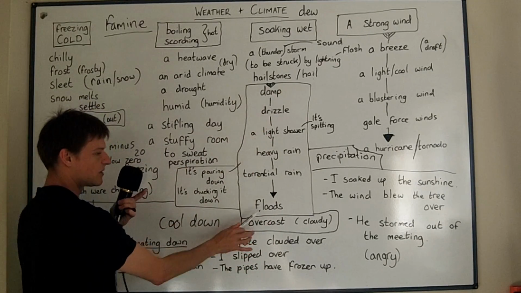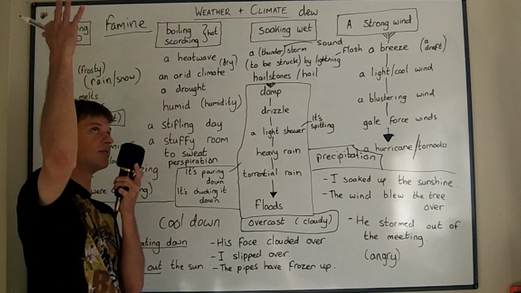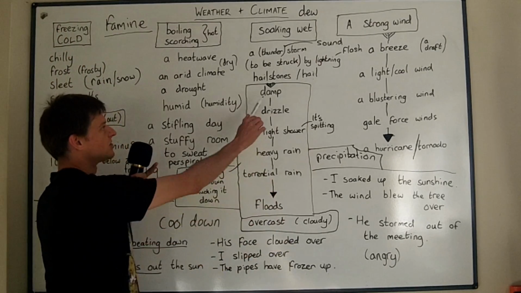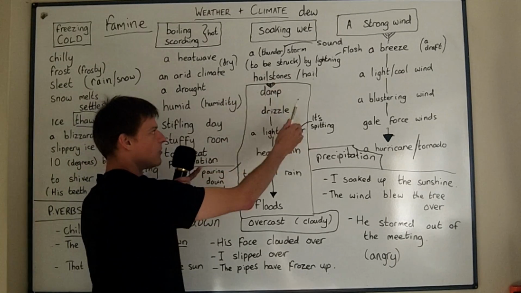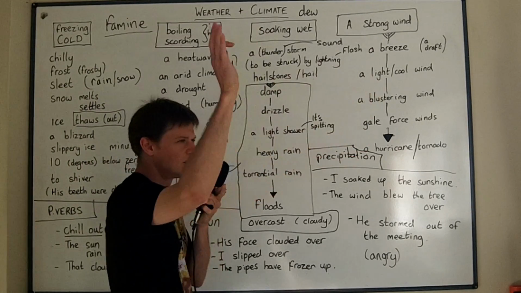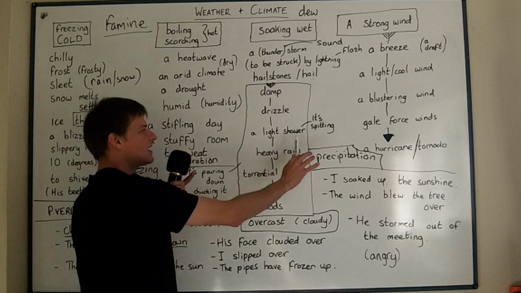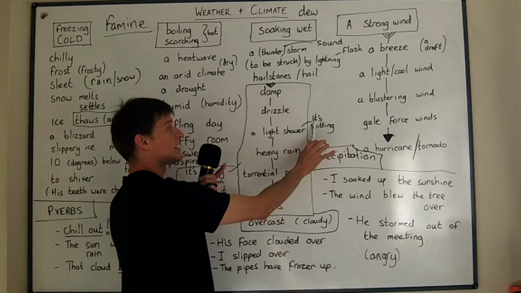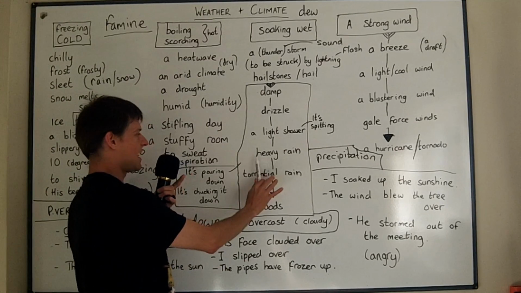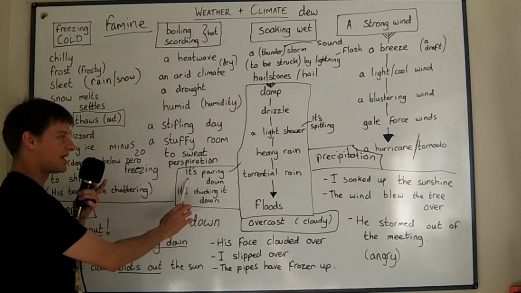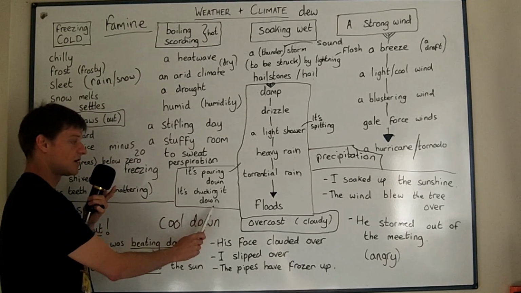Now, these are all different types of precipitation, and I start off with not very wet, damp, and I finish with flood, which is when people are dying because there's so much water. So damp is just a little bit wet. Drizzle is a bit more. It's drizzly. There's more rain coming down. A light shower is even more. We often say it's spitting if it's a light shower.